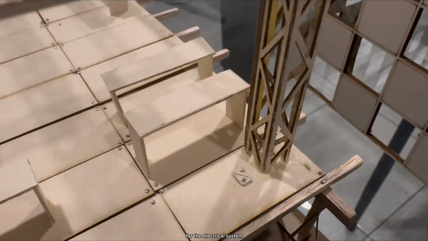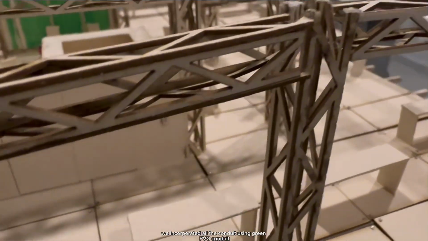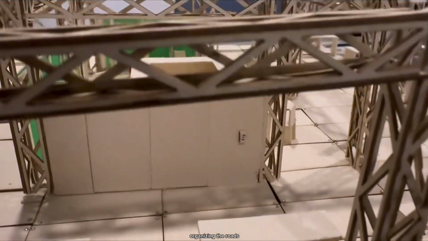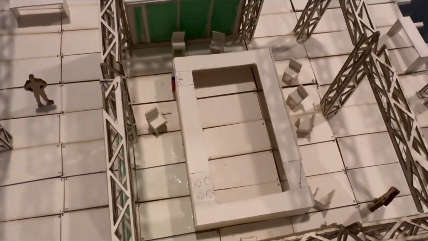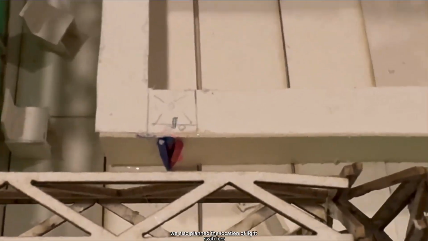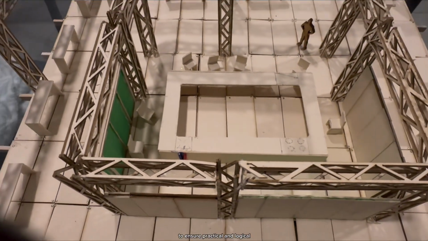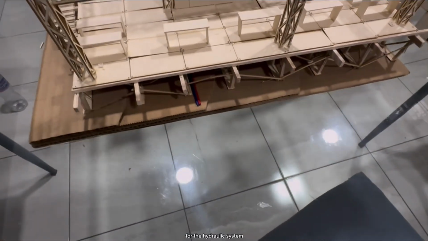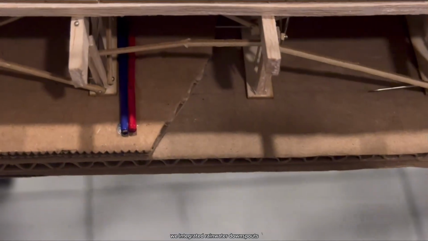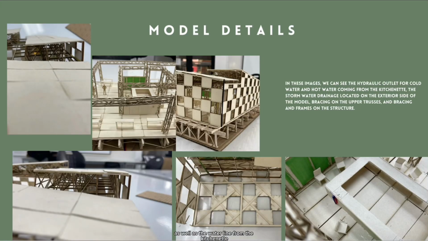For the electrical system, we incorporated all the conduit using green PVC conduit, organizing the routes so they would not interfere with columns or armatures. We also planned the location of light switches, placing them near access points to ensure practical and logical control of the lighting. For the hydraulic system, we integrated rainwater downspouts connected to the main drainage system, as well as the water line from the kitchenette directed to its corresponding discharge route. This allowed us to understand how services coexist within a modular project.